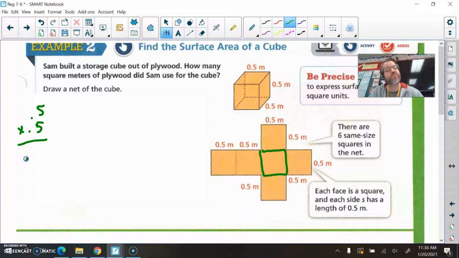You can use a calculator for this, but 5 times 5 is 25. And then you just move the decimal point in 2 spaces. So we get 25 hundredths for the area of one face. Now remember, in a cube, all 6 faces are identical.